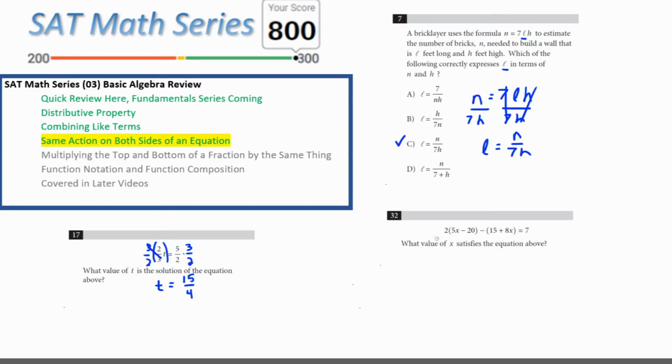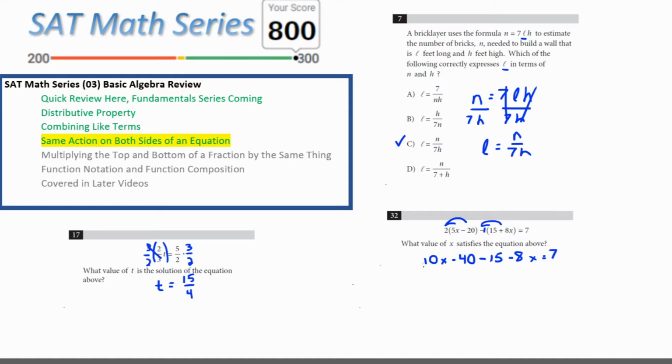Lastly, number 32 will kind of combine the distributive property, combining like terms, and performing the same action on both sides of an equation. So here we see that we have two distributions, and again, there's a -1 here, we could think, or the negative will distribute. The first distribution will be 10x minus 40. The second one will be minus 15, and then minus 8x, and that is all equal to 7.